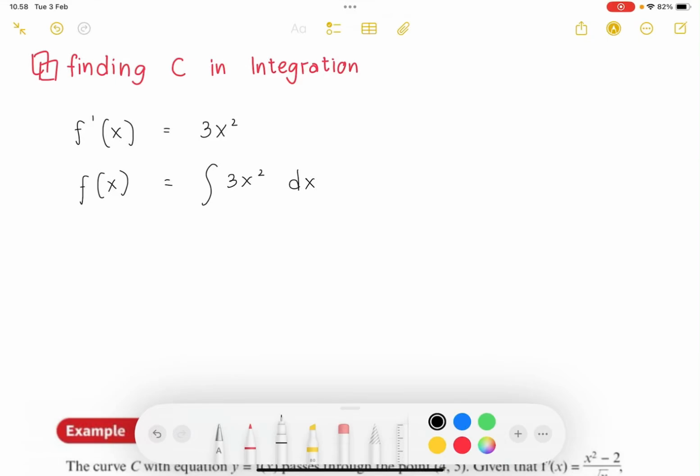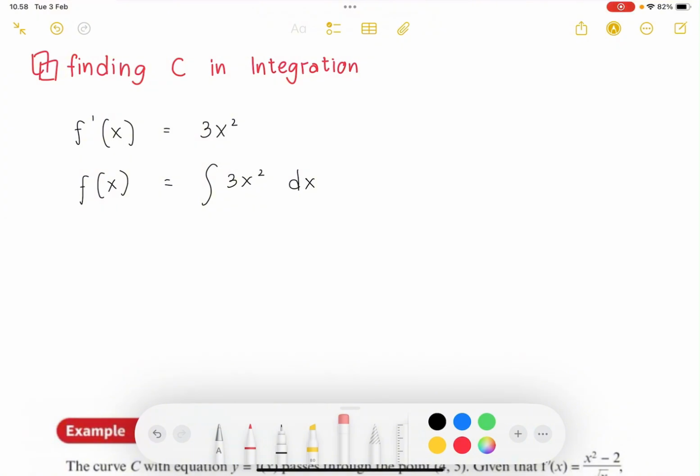Hello everyone. So in this topic, we will learn about how to find the c in the function using the integration and also the derivative. Now look, if for example we have a derivative function as f prime x equals 3x to the power of 2. If we want to find the original function of the derivative function, what should we do? Yes, of course we should find the integration of the derivative function, right?